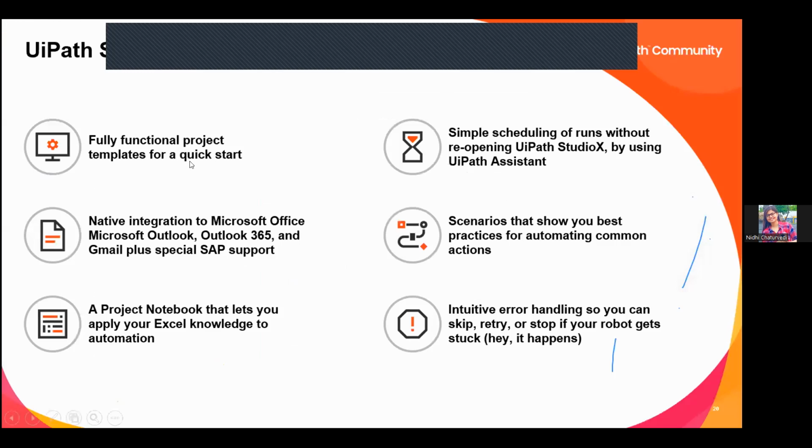Okay, if we have the templates, you can simply use them. You have the whole activity package to automate Outlook, Gmail or SAP. All of these activity packages are available. You can simply go ahead and install those packages and automate these applications. You have a project notebook that lets you apply your Excel knowledge to the automation, right? The Excel file that we saw in the project folder, you can do the calculations within your automation project using that particular Excel. Then you can do simple scheduling of UiPath StudioX using the UiPath Assistant.